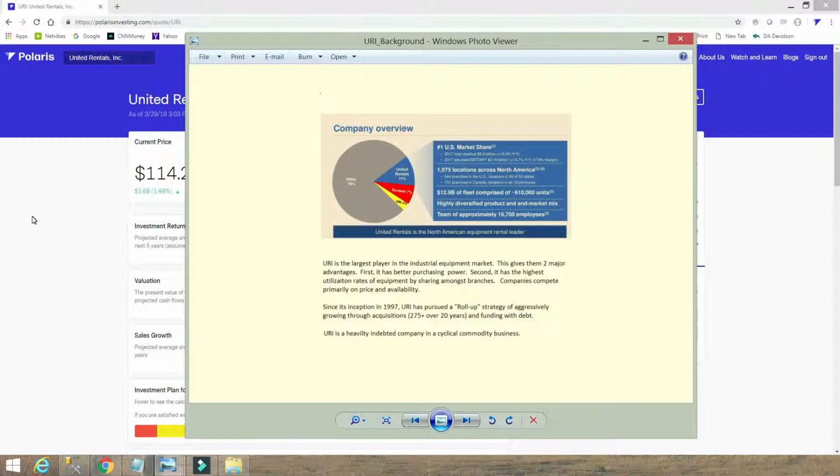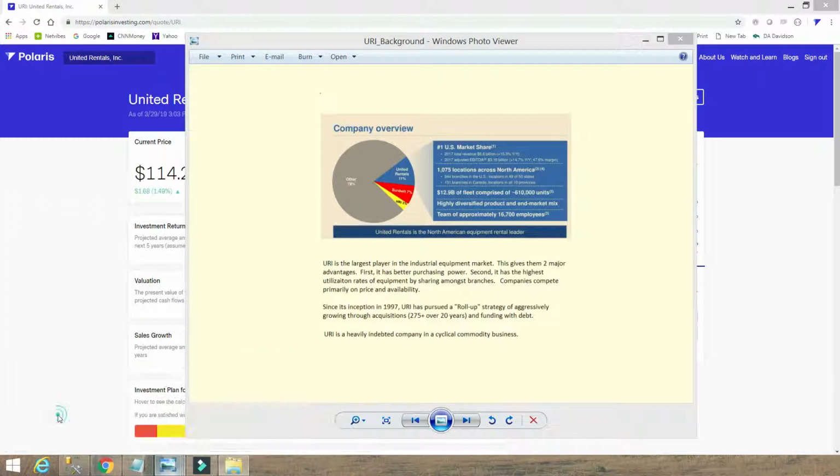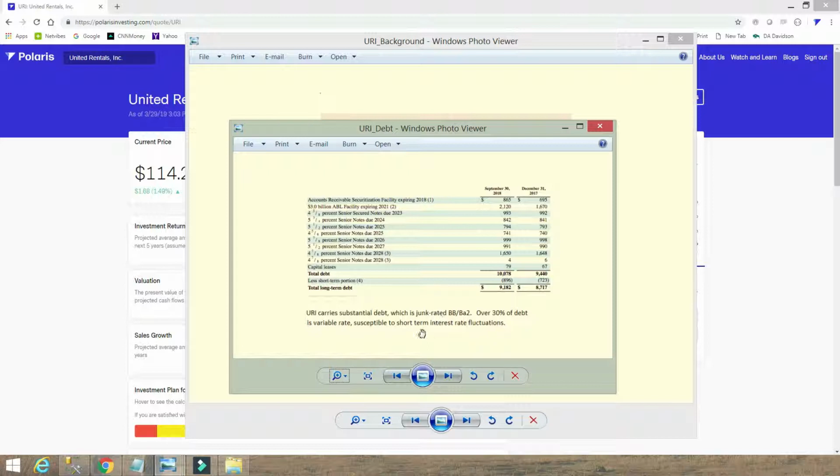The main strategy that URI has pursued since it went public in 1997 is what they refer to as a roll-up strategy, which is aggressively growing through acquisitions. Since they went public over 20 years ago, they've acquired over 275 different smaller players, funding primarily with debt. Taking a closer look at their debt, see here that the debt they have is considered junk rated. Over 30% of the debt is also variable rate, so it's susceptible to short-term interest rate fluctuations.